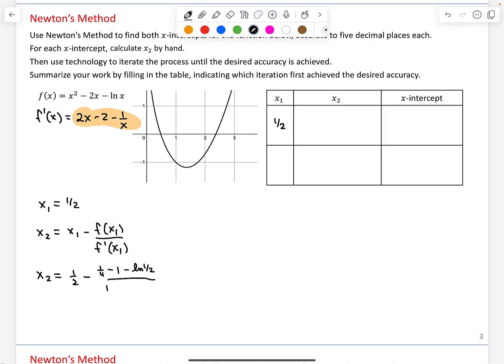2 times a half is 1. And then minus 2, and then 1 over a half is 2. I won't be able to convert this entirely into a fraction because of the presence of this natural log expression. Well, 1/4 minus 1 is negative 3/4, and our denominator is negative 3.